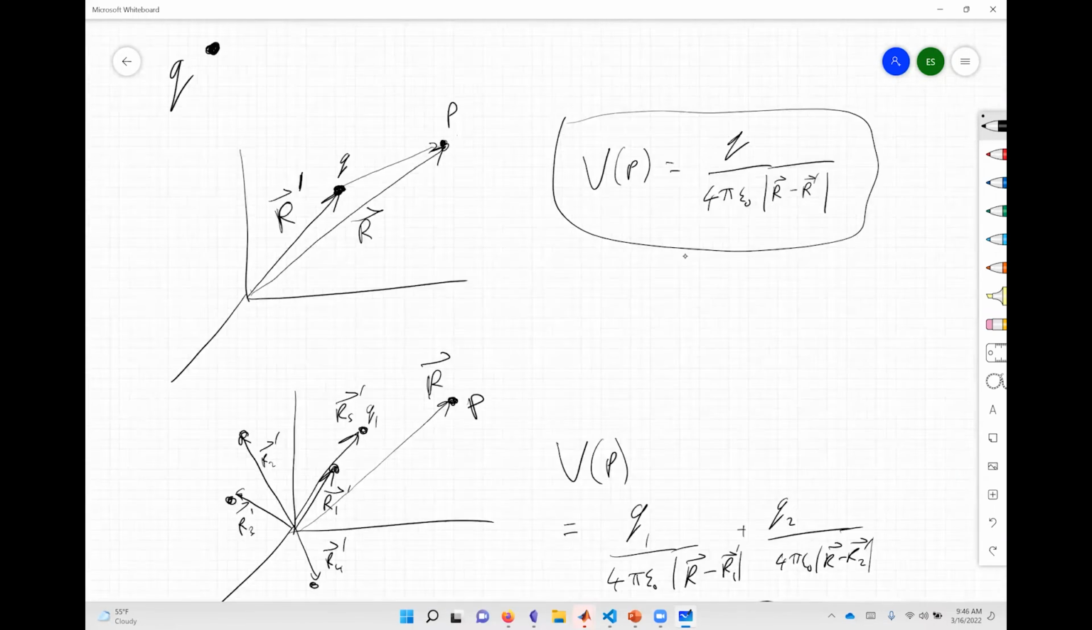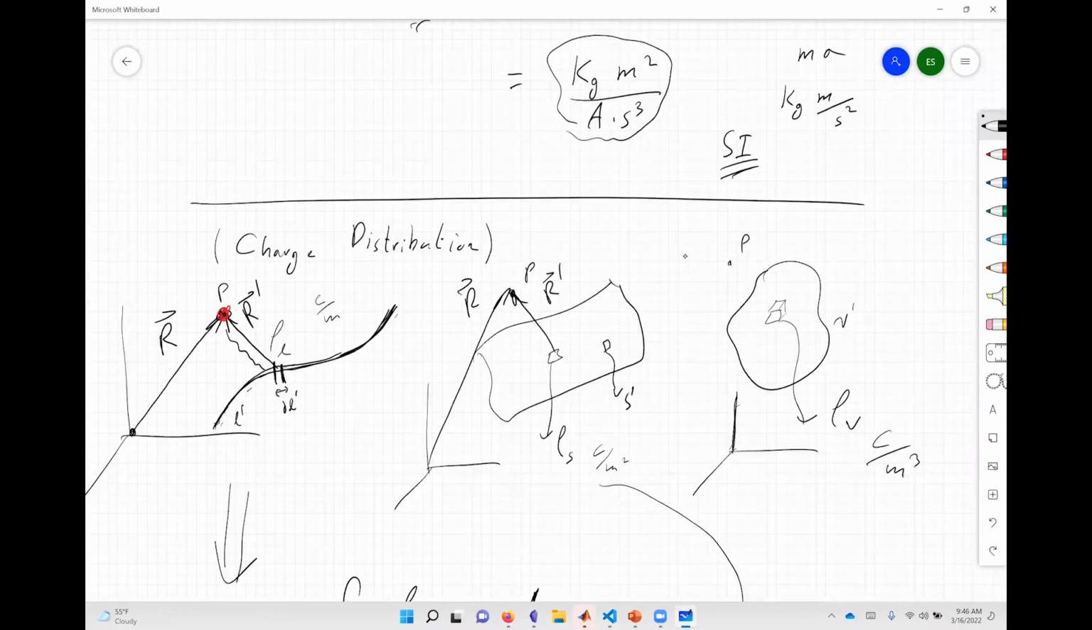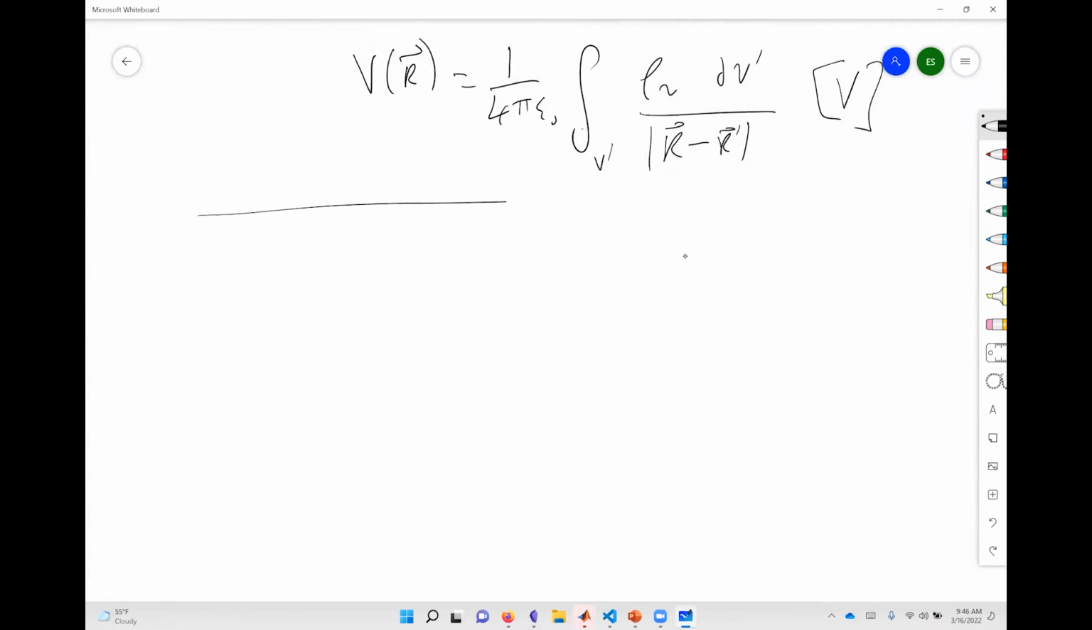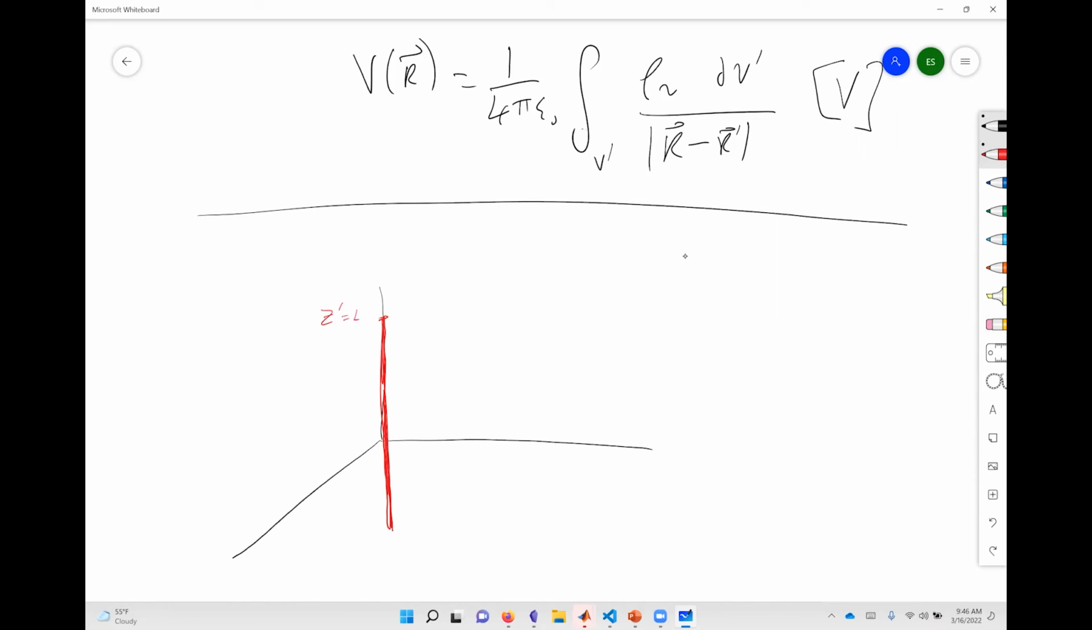So let's redo this example, but using the scalar field, the potential field, instead of the electric fields. It's the same kind of problem. So we have a Cartesian system. We have a line segment, a rod essentially, with Z prime going to L over 2, starting at minus L over 2. So the whole thing has a length of L.